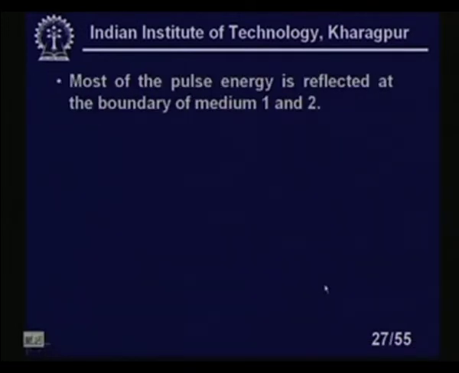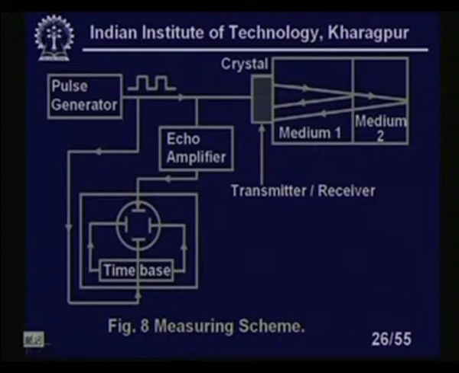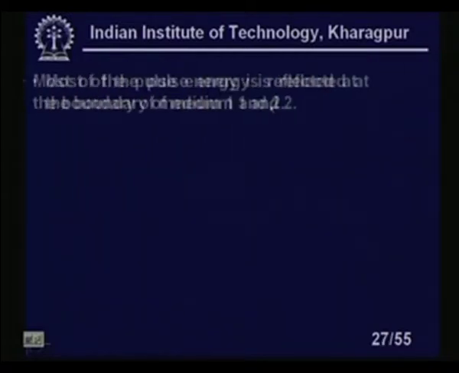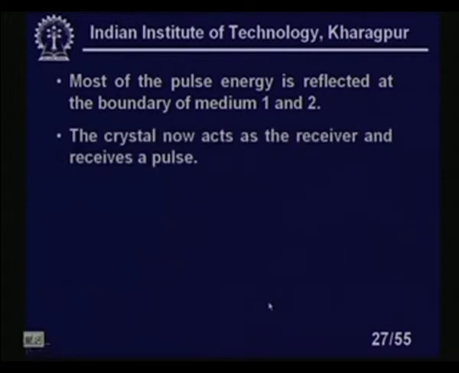Most of the pulse energy is reflected at the boundary of medium 1 and 2, clear? Most of the pulse energy will be reflected here. So, the signal will come, it will reflect back and it will come down here. The crystal now acts as a receiver and receives the pulse. Initially it transmitted and remained silent; it will not transmit a signal until the signal comes back from the reflecting surface. That means the junction of the two different media will work as a reflector of the ultrasonic waves.